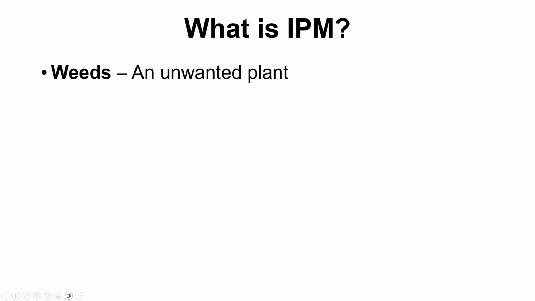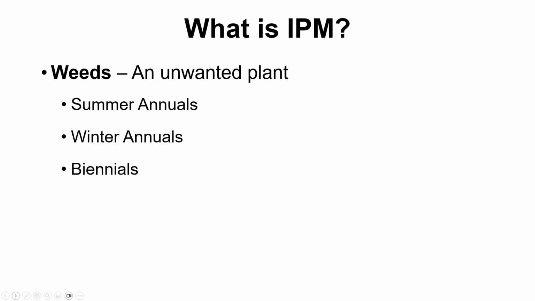So, just to let you know, weeds are an unwanted plant. So someone's weed is another one's flower. So just keep that in mind. And they're usually classified by their life cycle. So we have our summer annuals, our winter annuals, our biennials. So those life cycle takes 2 years. Our herbaceous perennials, so those always live, but they die off at the top every year.